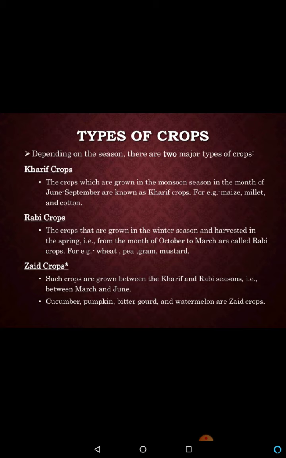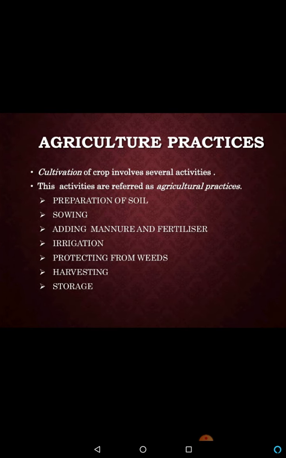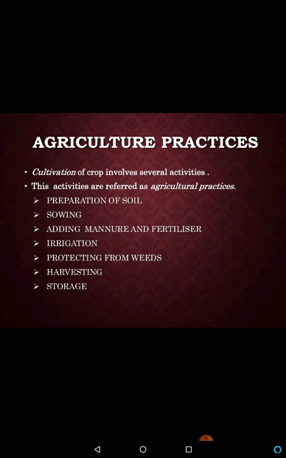Next is Zaid crops. It may be in your NCERT or maybe not. So I'm going to explain it. Such crops are grown between the Kharif and Rabi seasons, that is between March and June. Cucumber, pumpkin, bitter gourd, and watermelon are examples of Zaid crops. So next is agricultural practices.